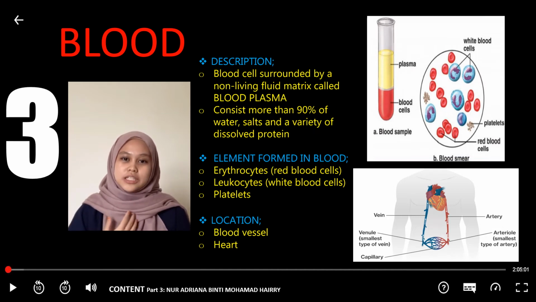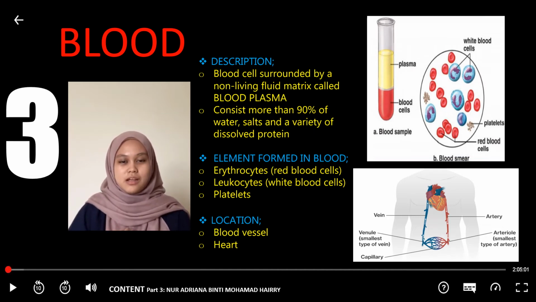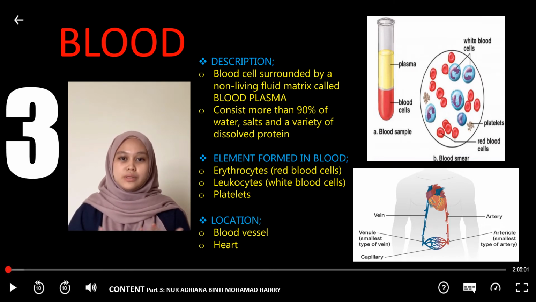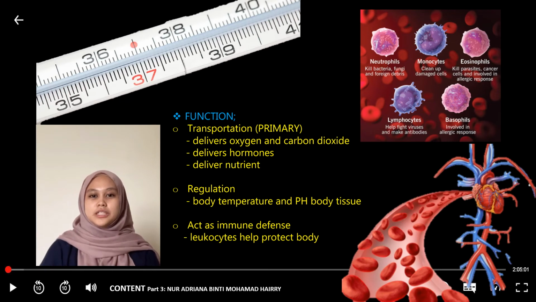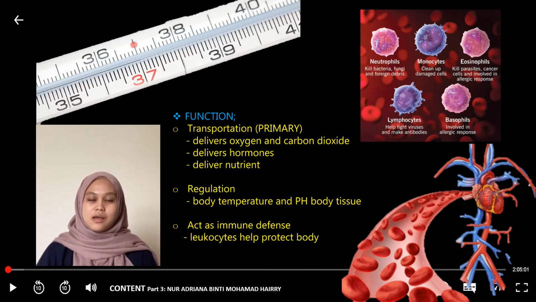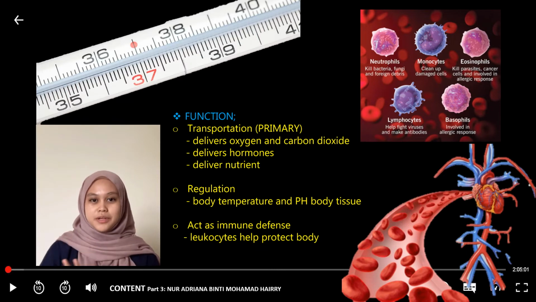Next, location of the blood. Blood is located in our blood vessels, which are arteries, veins, and capillaries. Blood is also located in our heart. Next, the function of blood. The three functions of blood are transportation, regulation, and acting as immune defense. But the primary function of blood is transportation.